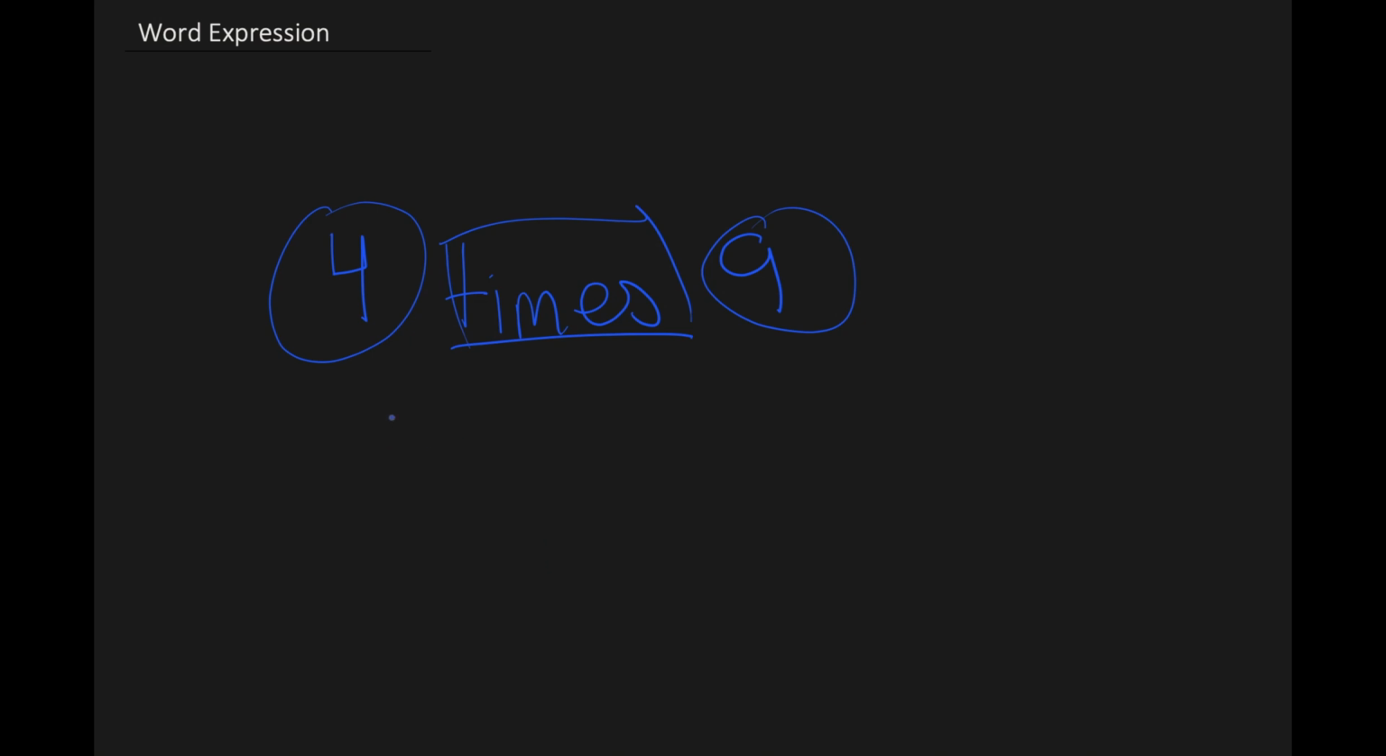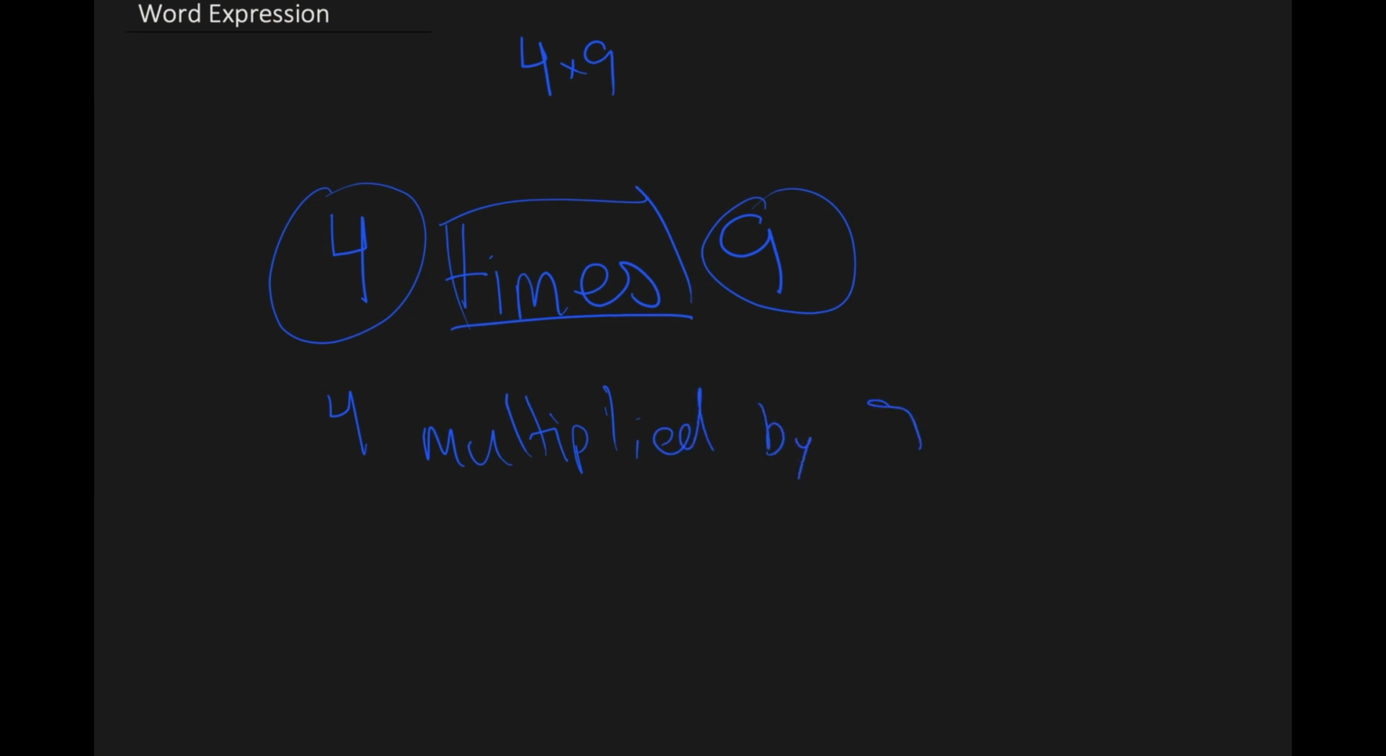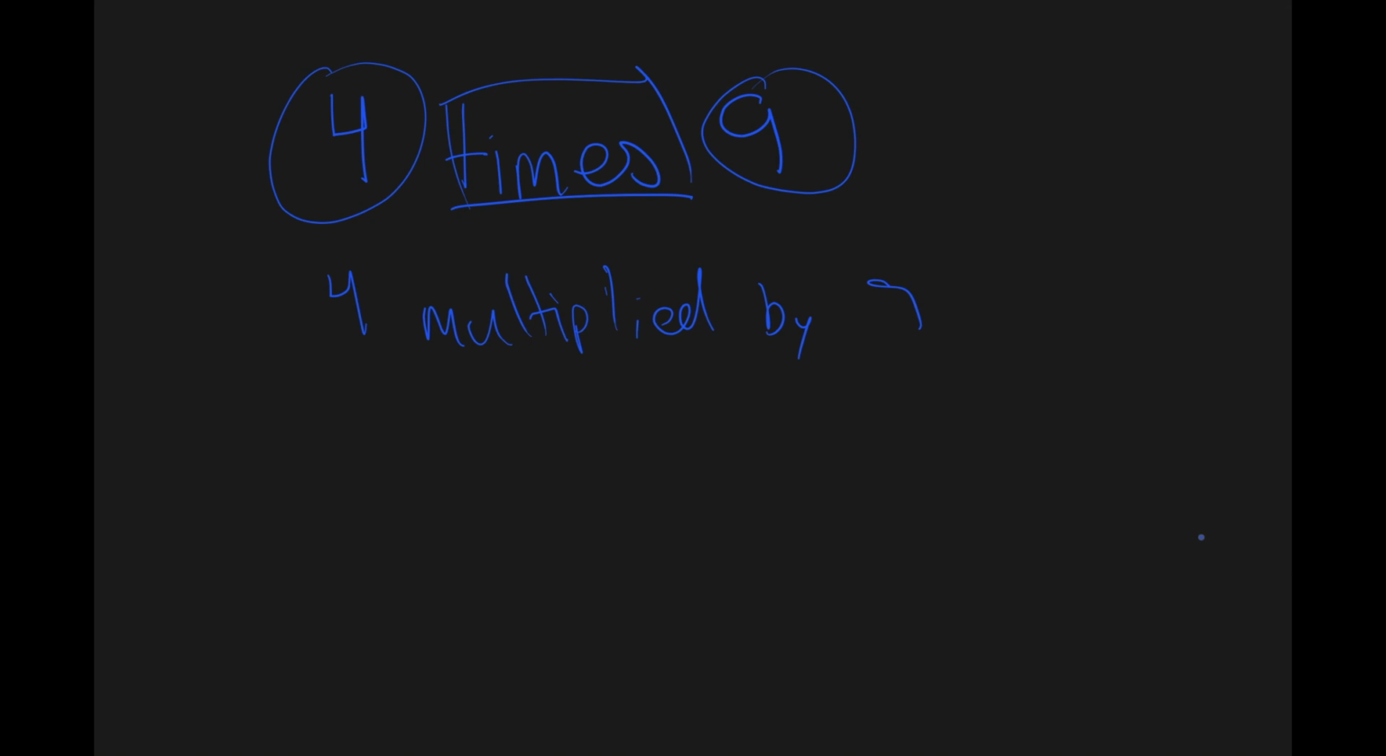So, there are different ways to write 4 times 9. Let's just list off some ways to write that. You can do 4 times 9, or 4 multiplied by 9, or, let's see, are there any other ways? I mean, probably. I'm just making this up as I go. I'm not even sure if this is one. 4 equal groups.